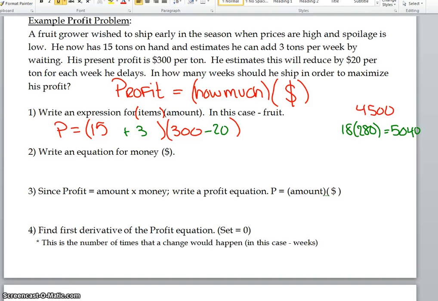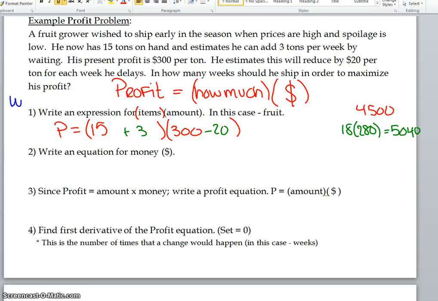If I waited another week, so 2 weeks, now I'd be adding 6 tons, but my price per ton is going to go down another 20, so it'd go down $40. I keep doing that and doing that. But the problem is I want to know how many weeks I should wait. I don't want to just play guess and check because I may never actually come up with the actual value, because it could be sometime during midweek.